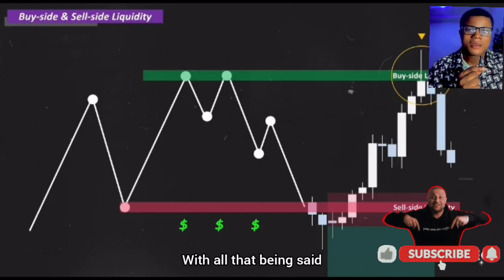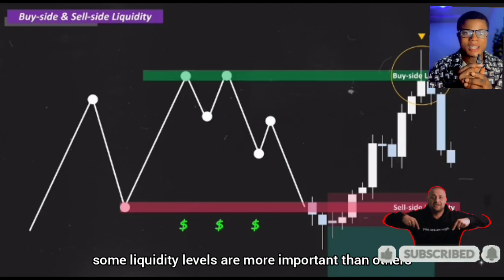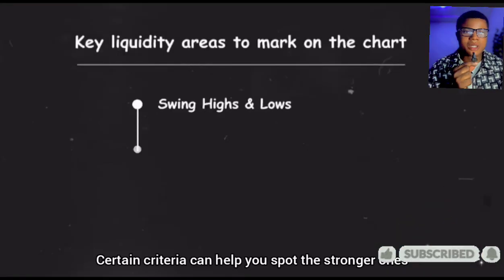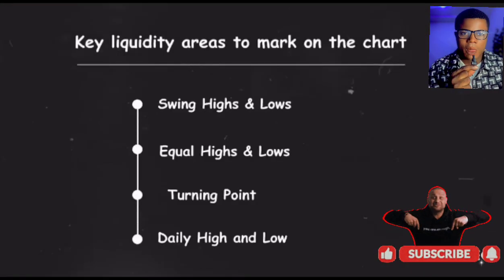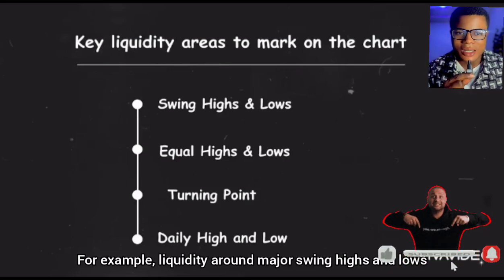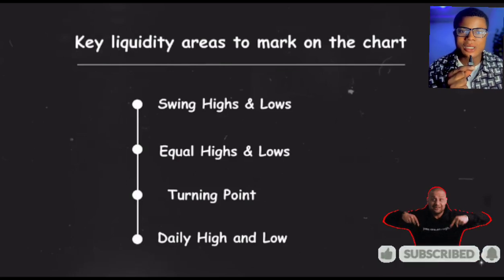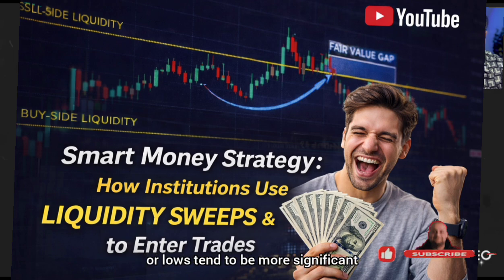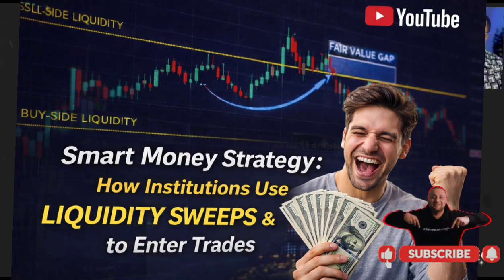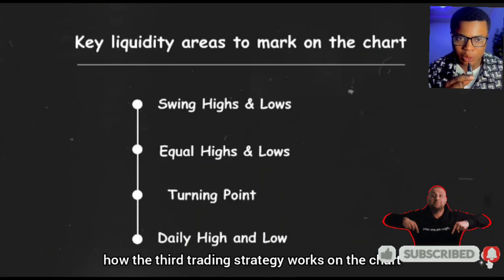With all that being said, some liquidity levels are more important than others. Certain criteria can help you spot the stronger ones. For example, liquidity around major swing highs and lows, higher time frame levels, or equal highs or lows tend to be more significant. Now let me show you how the third trading strategy works on the chart.